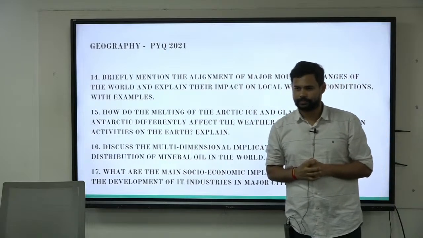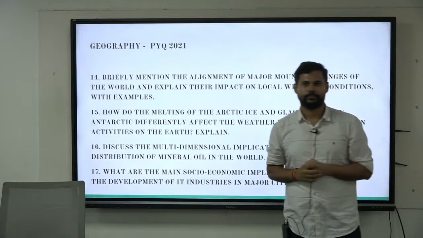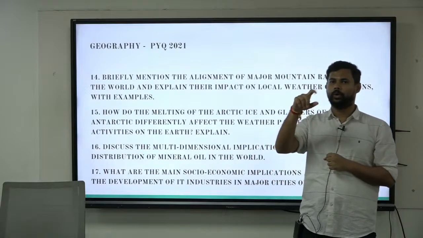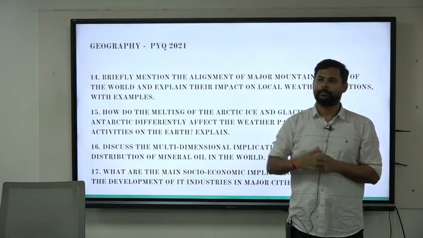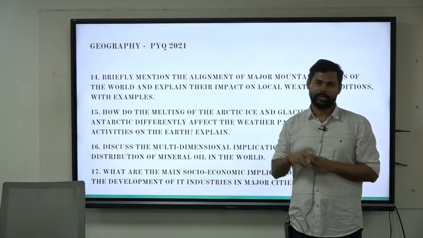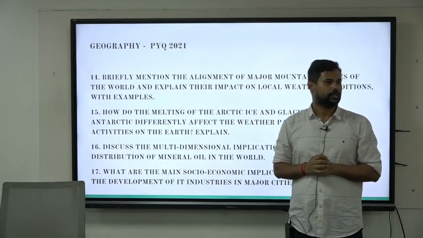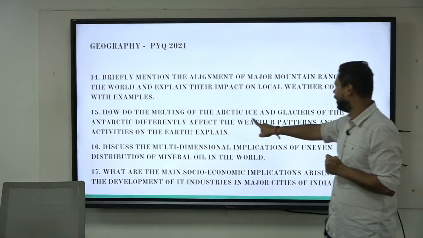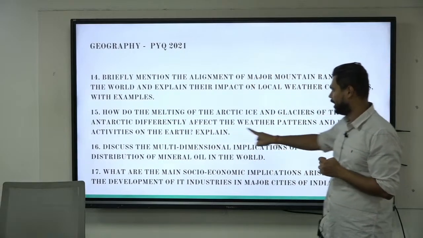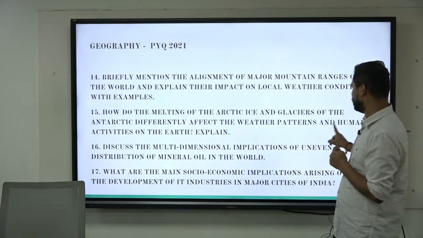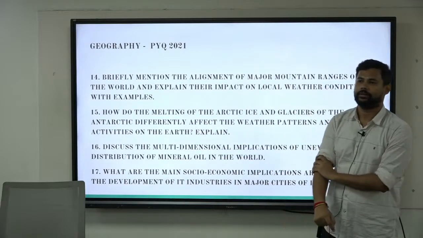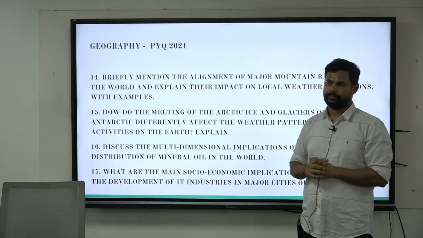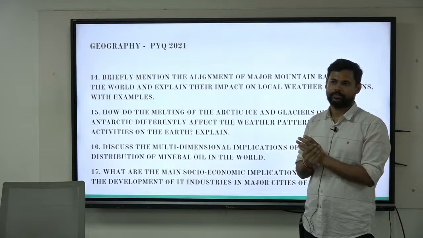Geomorphology, very true. Okay, talk about geomorphology. Yeah, obviously they have asked about how the local climate is influenced, but that's just a sub part. You can definitely answer that, but overall the mountain ranges you have to talk about in geomorphology language. Okay, next is, how do the melting of the Arctic ice and the glaciers of the Antarctic differently affect the weather patterns and human activities of the earth? Explain. Very good. What is the theme? Climate change. Okay, the theme is climate change.